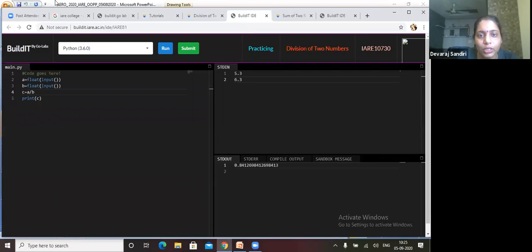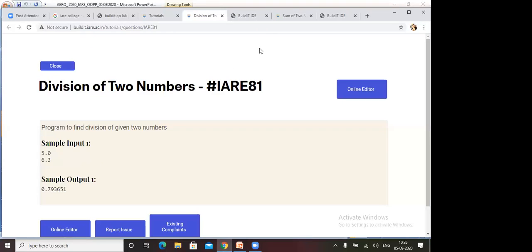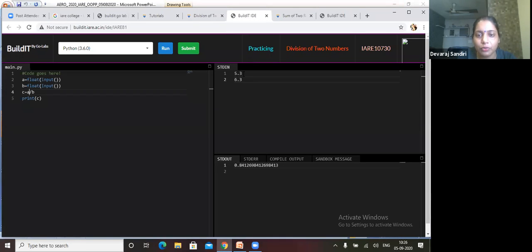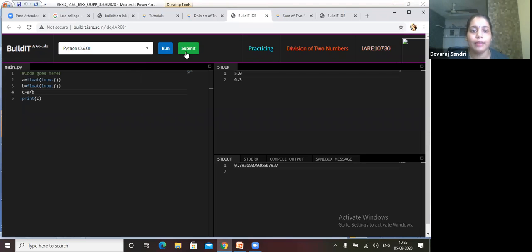What is the input? What is the input they gave here? 5.0. Oh, sorry. 5.0, and we will run here. Correct. We are getting our correct output 0.73651. 0.73651. I will submit this.